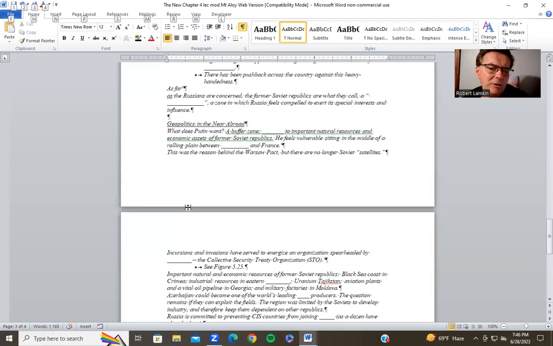All right, let's answer some more questions. Why Ukraine? Well, I'm touching on some of that. If you look at the map, they're right on the doorstep of Russia. So that's one reason why Putin is dead set against the Ukrainians joining NATO.